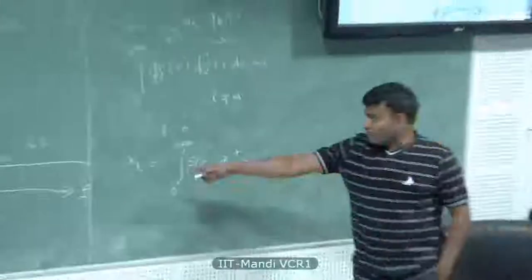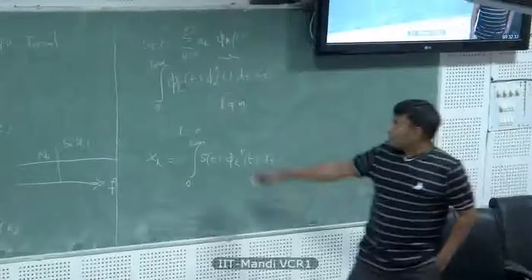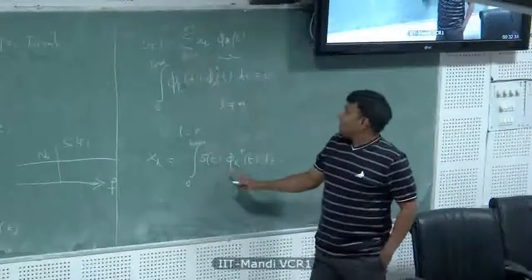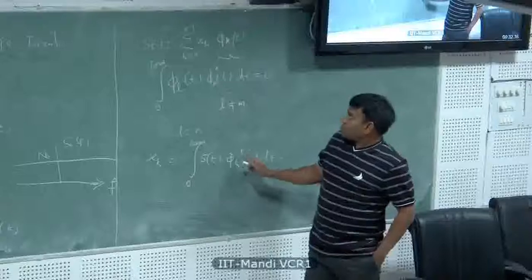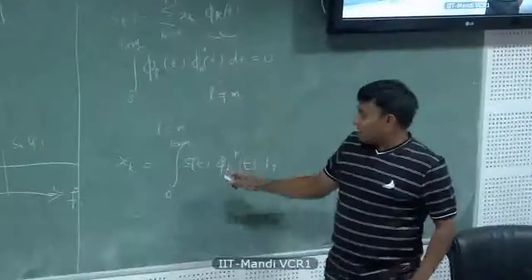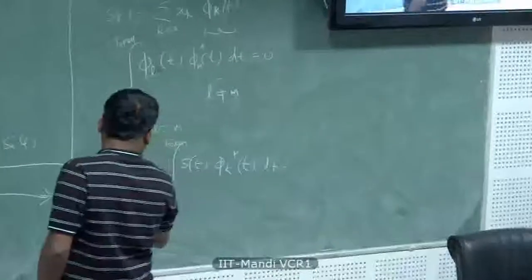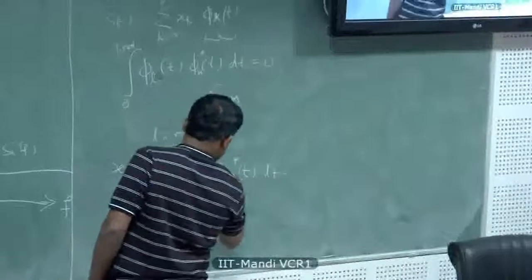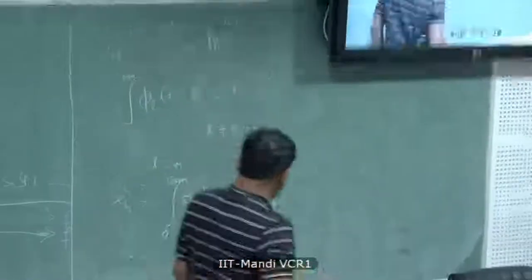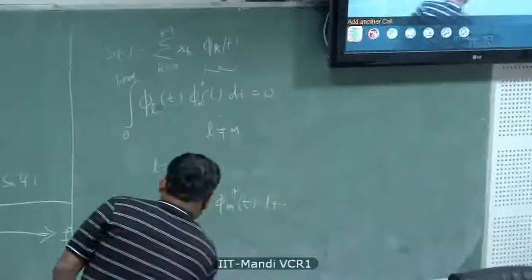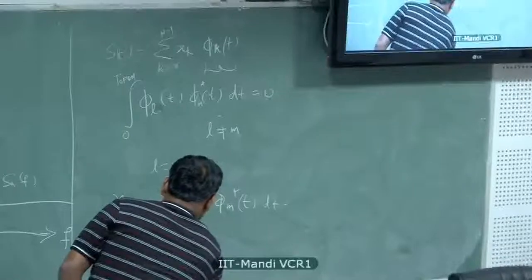Well, how do you get this? You can recover x of k uniquely. Why is that? Well, you substitute s of t here, and you'll see that instead of k, I'll call it some m, just to make it a bit more convenient. This is equal to the integral from 0 to T OFDM.